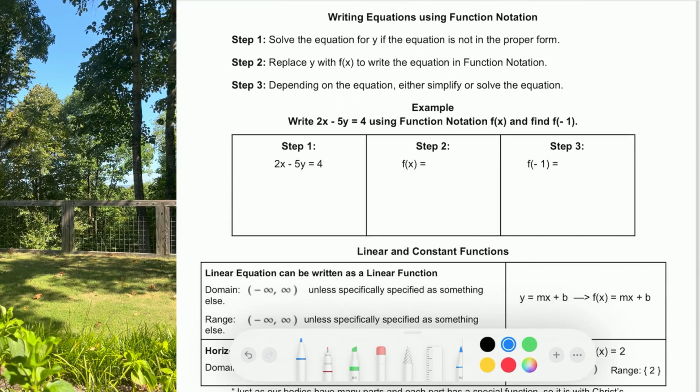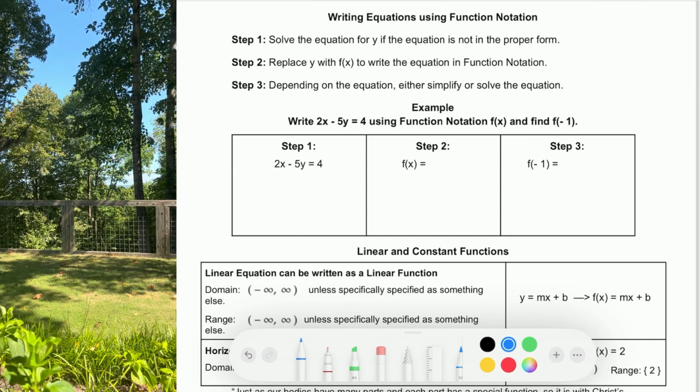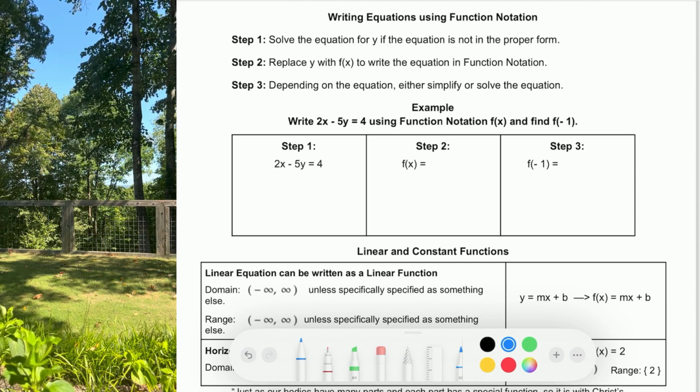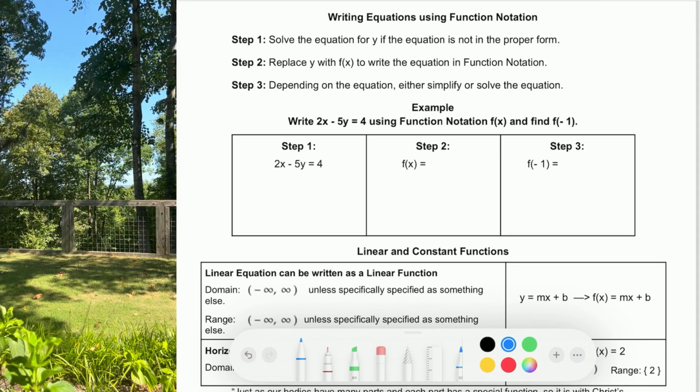Writing equations using function notation. Step 1, solve the equation for y if the equation is not in the proper form. Step 2, replace y with f of x to write the equation in function notation. And then step 3, depending on the equation, either simplify or solve the equation.